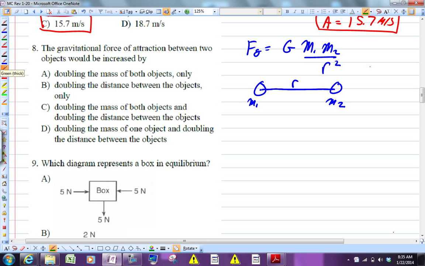I'm going to double the mass of both objects. So we're saying, okay, what happens if mass 1 doubles, mass 2 doubles, and everything else stays the same? That's going to make the gravity force quadruple.